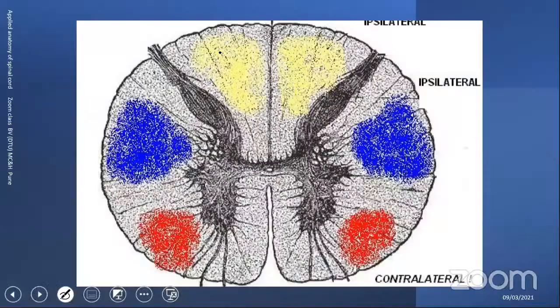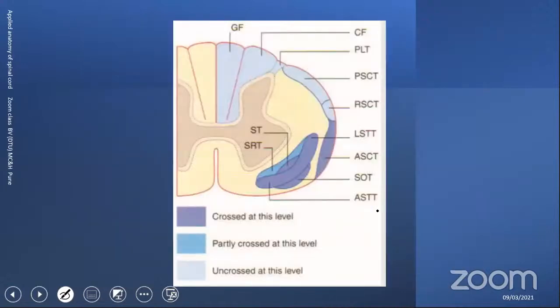So ipsilateral, they have the posterior columns which are going up. The contralaterally crossed tracts are usually this, the coming down of the motor tract, and this is the spinothalamic tract that is ascending. So crossed at this level, partly crossed at this level, uncrossed at this level. You look at the uncrossed dorsal column, it is not crossed. It's very important to understand Brown-Sequard syndrome.